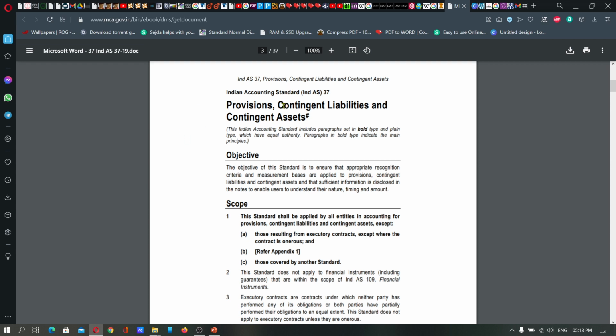Contingent liability means the liability that might arise in future. That is known as contingent liability. It will not be shown directly in the balance sheet. Usually, contingent liabilities and contingent assets are shown as a footnote. Just like contingent liability, contingent asset means an asset that can arise in future. That is known as contingent asset.